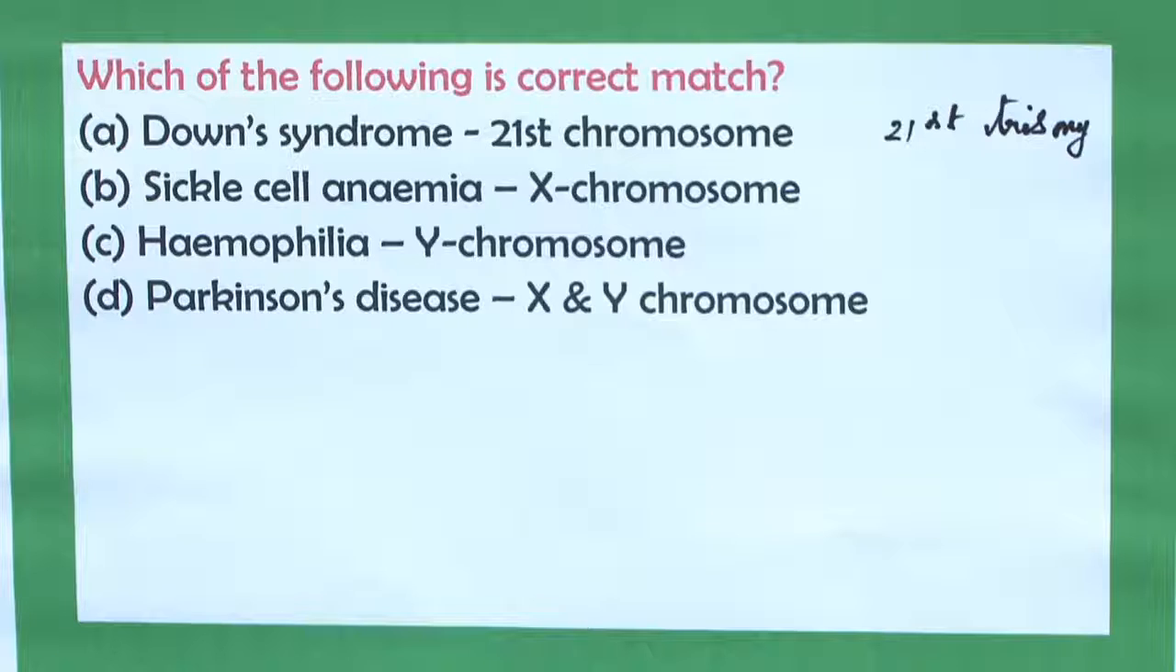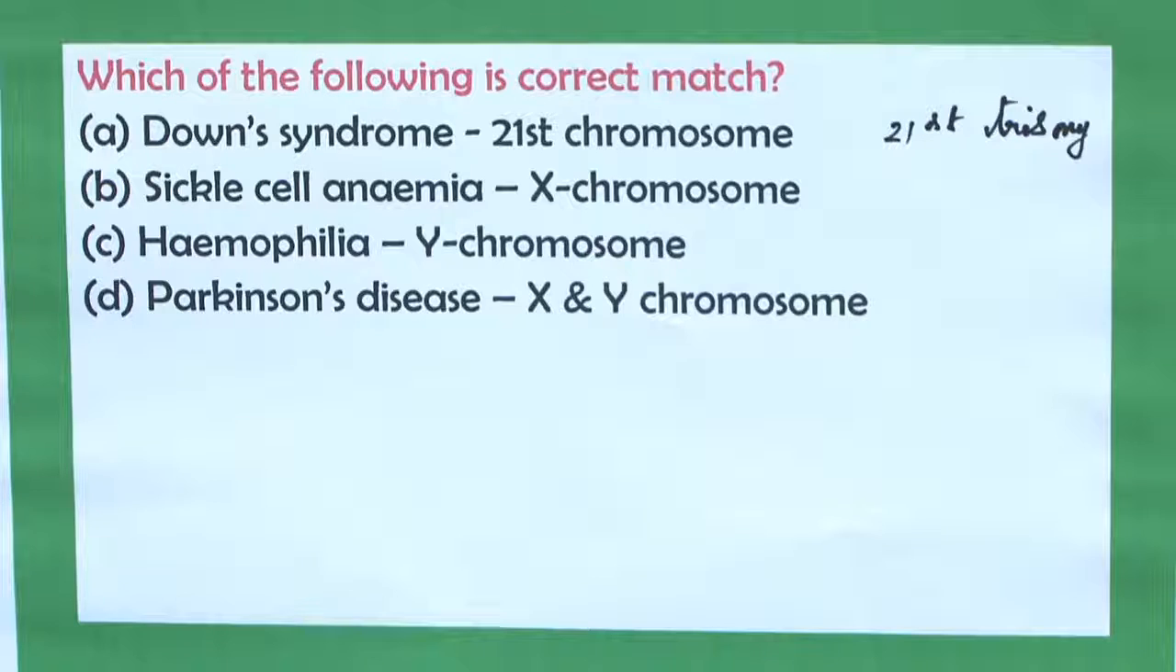Dear students, let us take another question. Which of the following is a correct match? Option A, Down syndrome, 21st chromosome; option B, sickle cell anemia, X chromosome; option C, hemophilia, Y chromosome; option D, Parkinson's disease, X and Y chromosome.